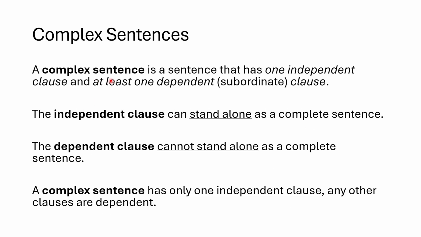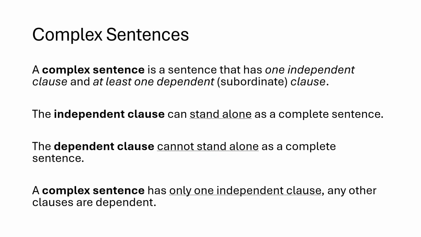A complex sentence is a sentence that has one independent clause and at least one dependent subordinate clause. The independent clause can stand alone as a complete sentence. The dependent clause cannot stand alone as a complete sentence.